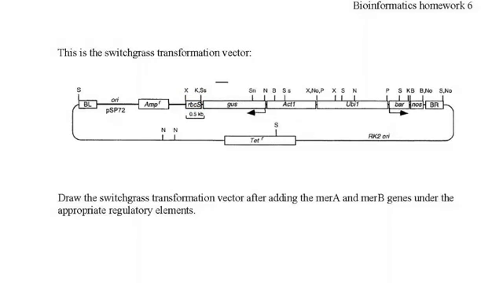Using these components in the backbone vector, you are to design a transformation vector containing the MER-A and MER-B genes regulated by appropriate promoters. The vectors should have origins of replication, antibiotic resistance gene for selection in microbes, a herbicide resistance gene for selection in plant cells, and tDNA borders. If possible, MER-A and MER-B should be regulated by different promoters, but you can use the same terminator on different genes. Simply draw this vector, label the components, and you're done.